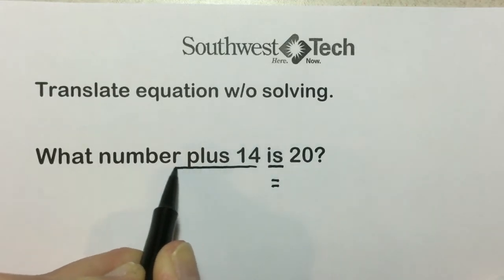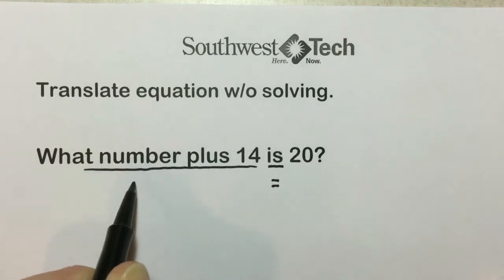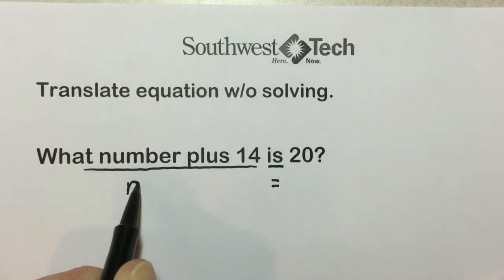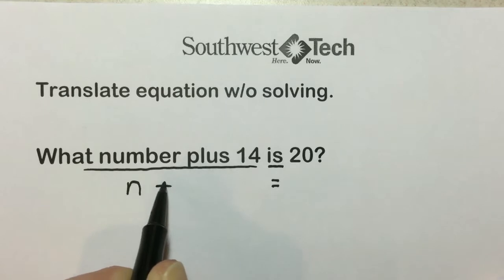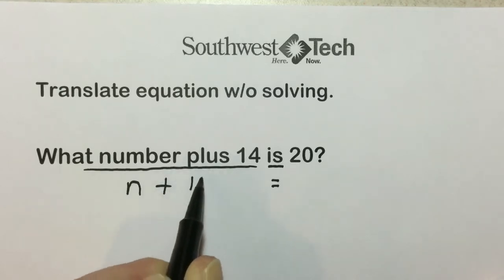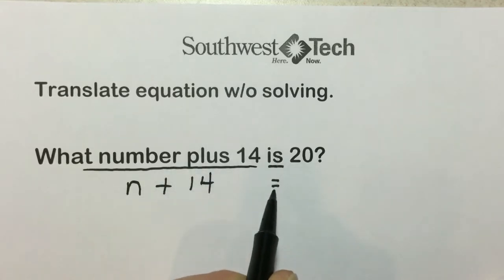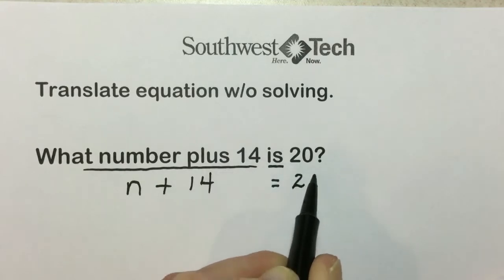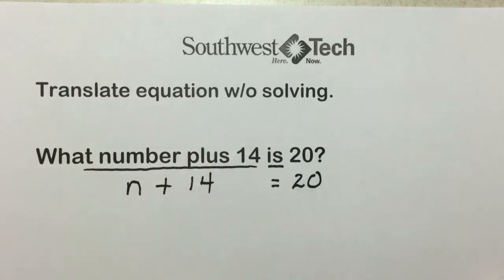Here we have an algebraic expression. We don't know what the number is. We can pick a variable for that. Plus is a term indicating addition, 14, is, we already translated, equals, 20. So here is an equation that represents that sentence that we were given.